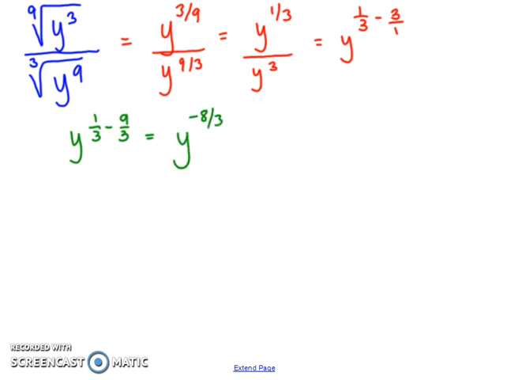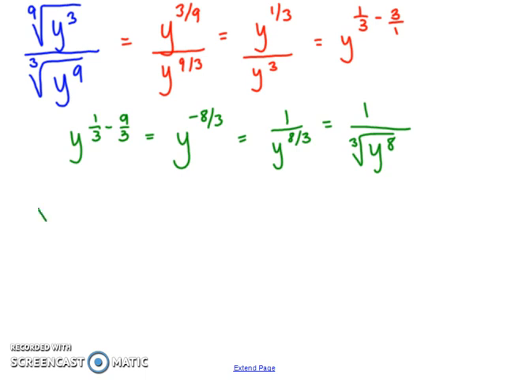We can't just leave that since we have a negative exponent. So we're going to rewrite it first as 1 over y to the positive 8/3. And then we're going to change it into radical form. So the 3 is on the outside, y to the 8th is on the inside. Now we can break y to the 8th down a little bit. 8 you can't divide by 3.